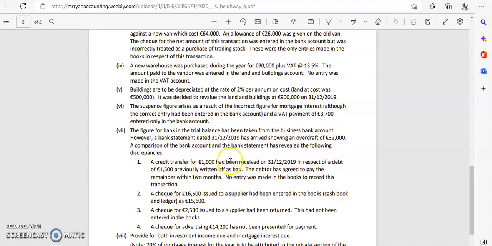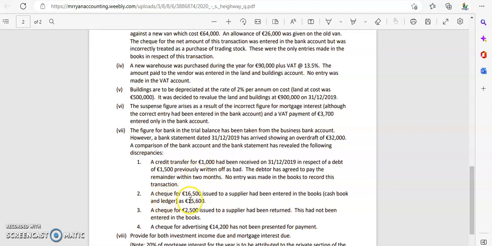Number 1, because the bank received 1,000, we're going to reduce our bank overdraft by 1,000. We're going to create a bad debt recovered of 1,500. And that's additional income that we didn't think we were going to have. So we're going to add that on to our operating income in the profit and loss account. And then the debtor has said that he's going to pay off the rest of the debt within 2 months. So we're going to increase our debtors by 1,500.